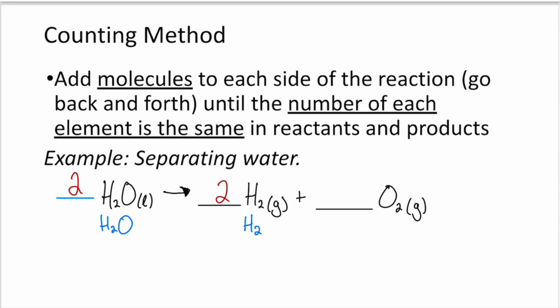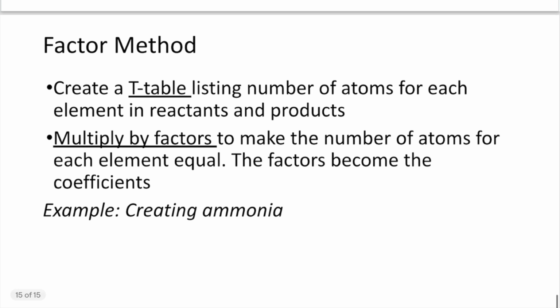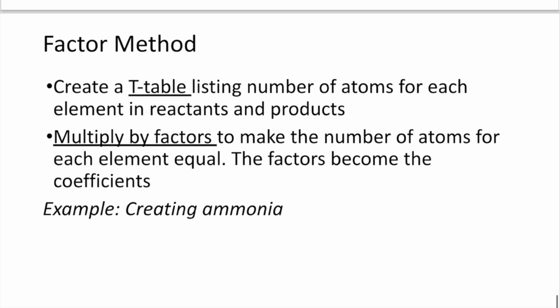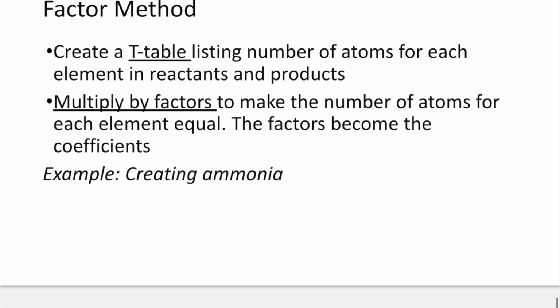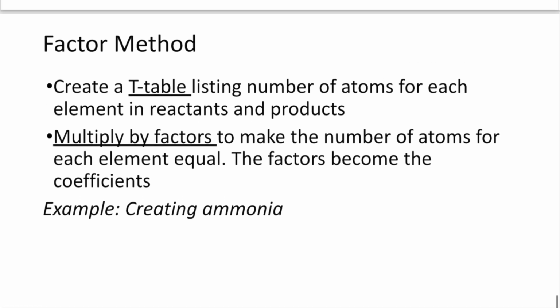The counting method is nice because it's really simple, but it can take quite a bit of time to get the answer for more complex reactions. So let's look at another main method. This is called the factor method. So you're going to create a T-table listing the number of atoms for each element in the reactants and the products. And then we're going to multiply by factors to make the number of atoms for each element equal. And the factors become our coefficients.